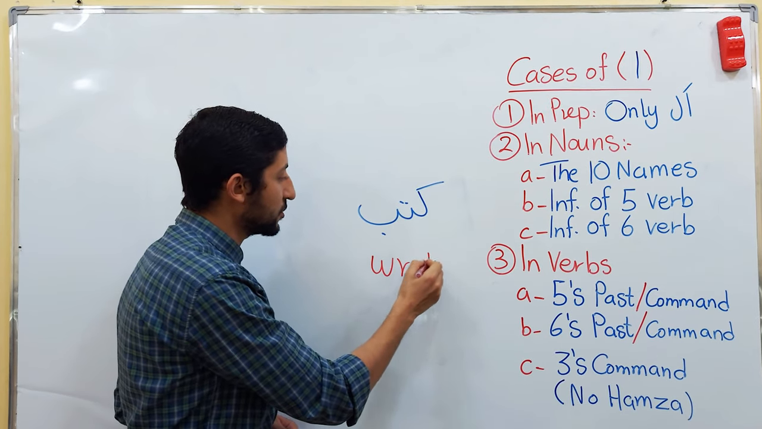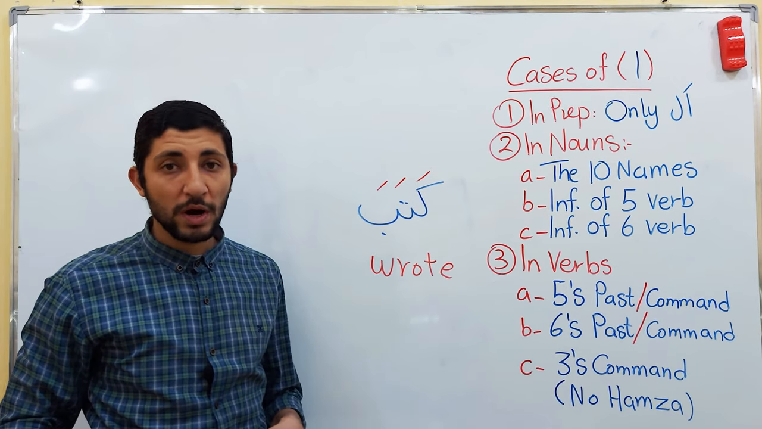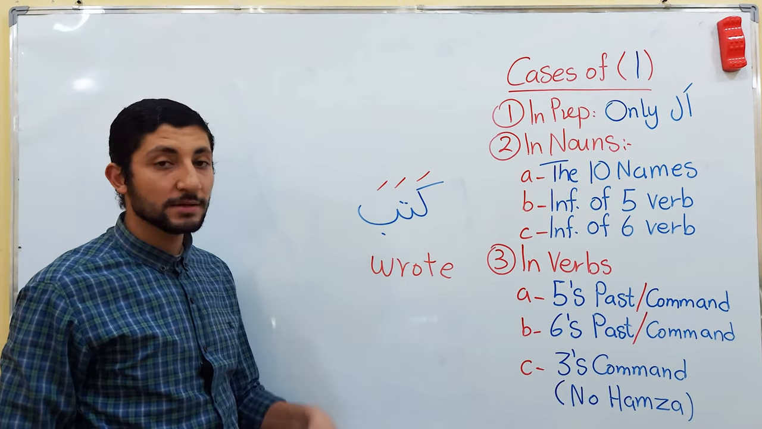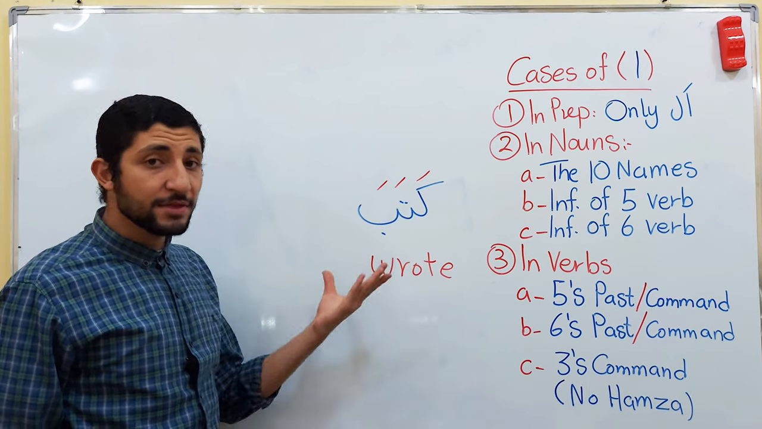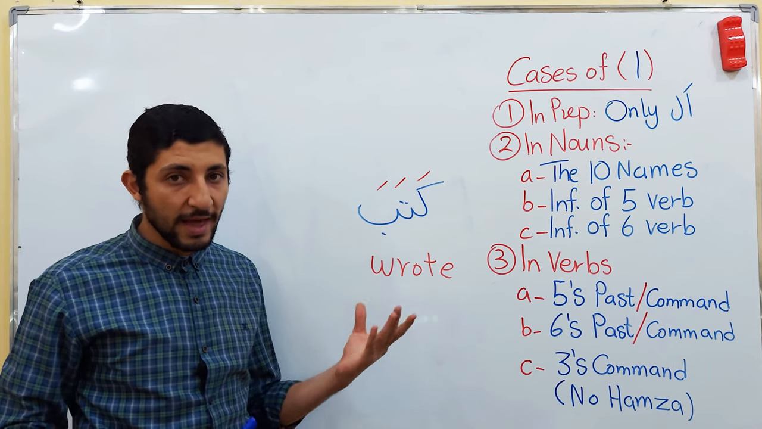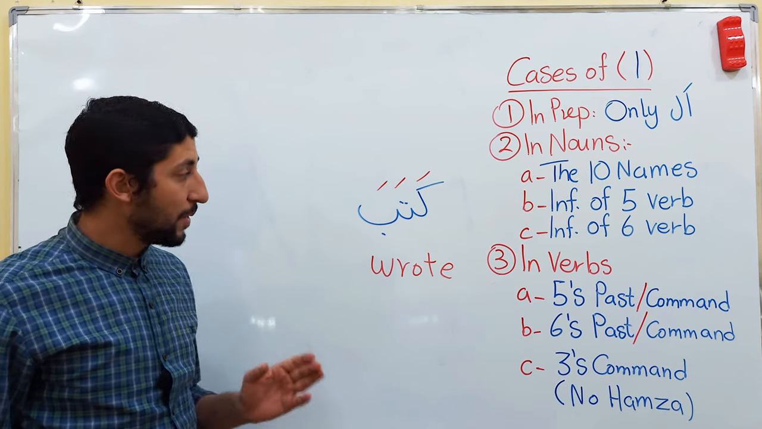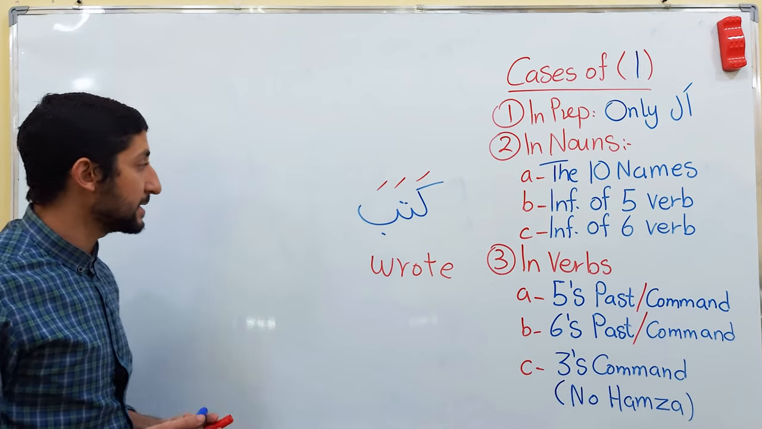It is the past of the verb write. كتب. This is a triple verb. Why? Count. 1, 2, 3. It has only 3 letters, so it's a triple verb. And as you can see, there is no همزة here. It's not here originally, nor ألف. But whenever we want to get the command verb of this one, we will add it.